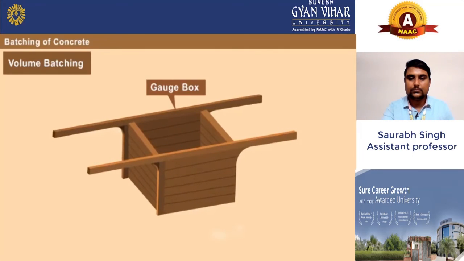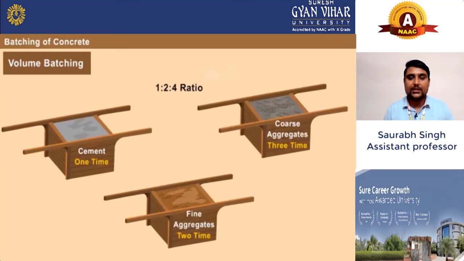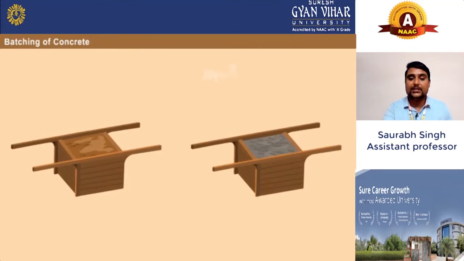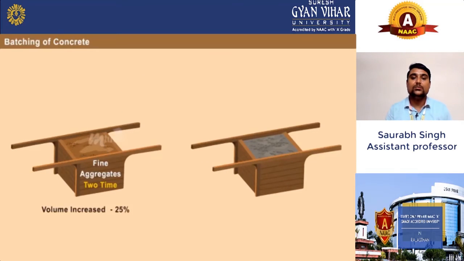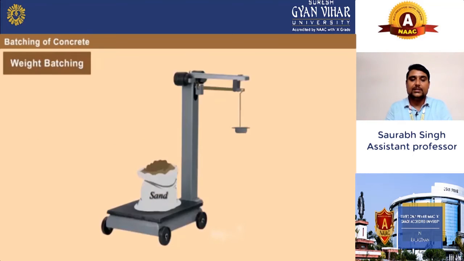You can see this is your gauge box. In the gauge box, we will fill the material, and we will take the ratio by volume. Like one time we are taking the cement, now we will take 2 times fine aggregate and 4 times coarse aggregate. This is the method of volume batching. What will happen if water is more? It can increase the volume.